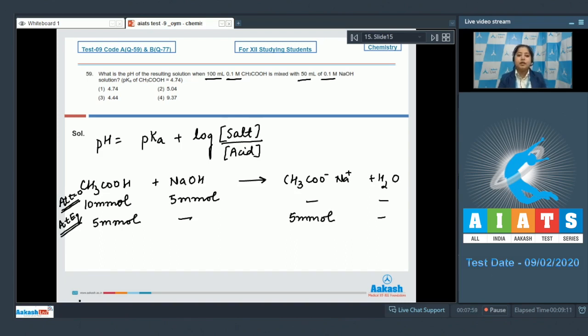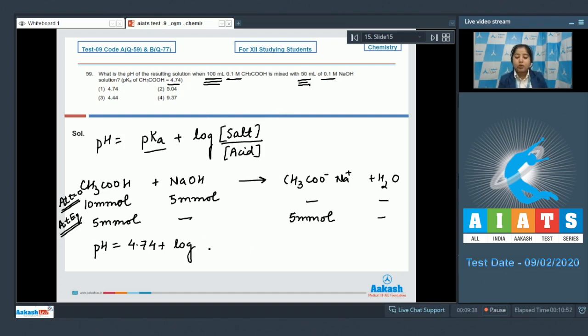Now students, we can put the values of the concentration of salt and acid in the given equation. So pH equals pKa, the value of pKa is 4.74 given in the question, plus log concentration of salt upon concentration of acid. Students, we can calculate the concentration of salt by dividing number of moles by volume. Number of moles is 5 millimoles, upon volume will be 150 ml, since 100 ml of acetic acid is mixed with 50 ml of NaOH. On the other hand, concentration of acid will be the same, that means 5 millimoles dissolved in 150 ml of solution.